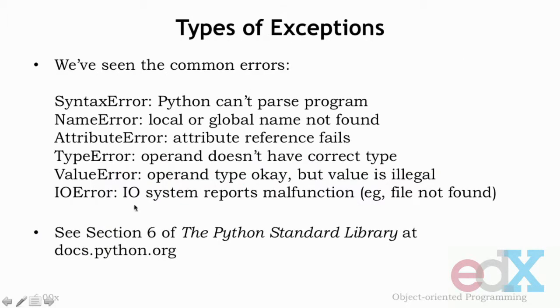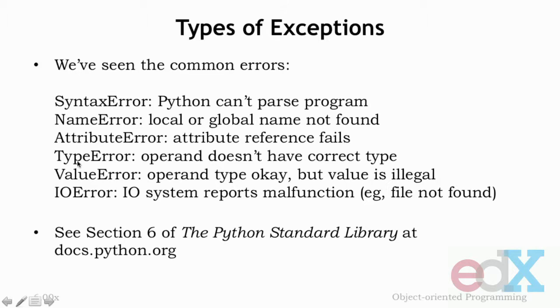We've seen a lot of the common errors. You get syntax errors, that's when Python can't parse a program. A name error when a local or global name can't be found. An attribute error, which is when we have an attribute reference that fails. We've asked for an attribute of an object that doesn't exist.